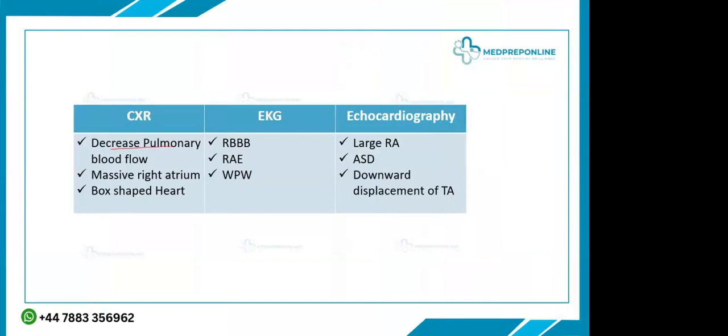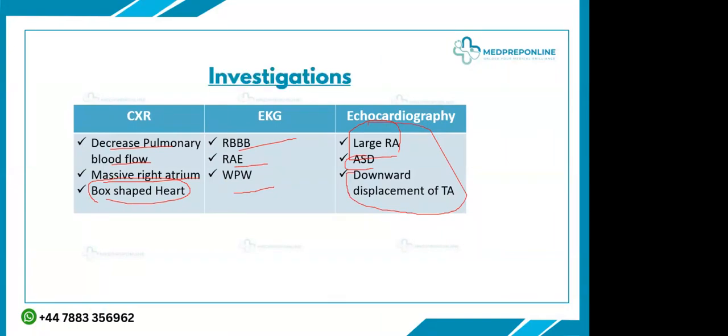There is decreased pulmonary blood flow, as we already talked about, and there will be a massive right atrium, which will lead to a box-shaped heart on the chest X-ray. There will be right bundle branch block, right atrial enlargement, superior axis deviation, and WPW. On echocardiography, you will see a very large right atrium. There will be an ASD connection between right and left, downward displacement of the tricuspid valve, and a very small right ventricle you will see.